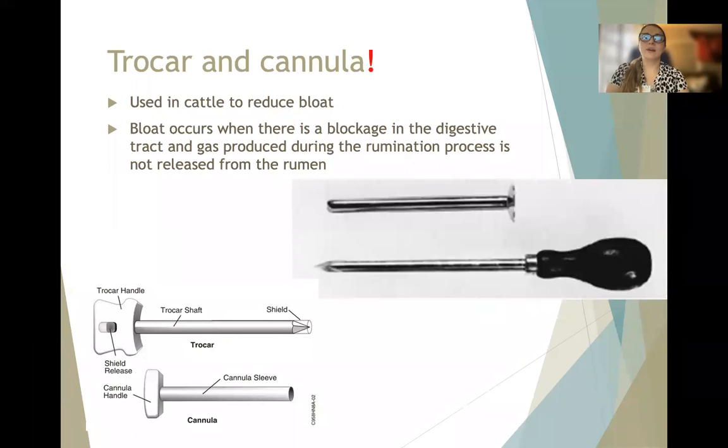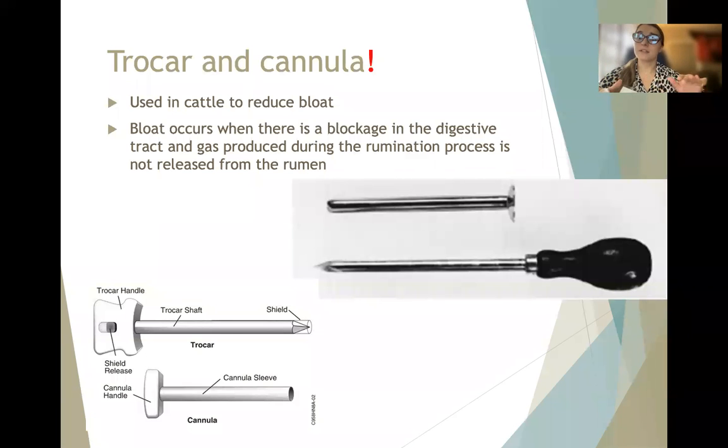Okay, getting into a trocar and cannula, and I'm going to show you guys a video for this. So a trocar and cannula, we're going to use this in cattle to reduce bloat. Now, bloat, we can commonly see that, unfortunately, in our dogs. Bloat is when there is going to be a blockage, or it could be when the stomach adheres from the stomach wall and twists over on itself, which is called a torsion. We see that more in dogs. In cattle, it's usually because their stomach is just so different.